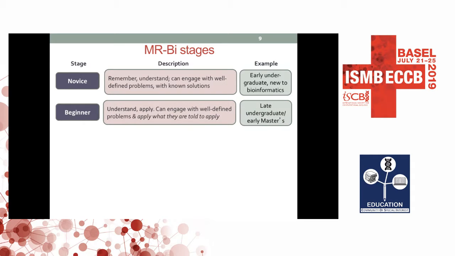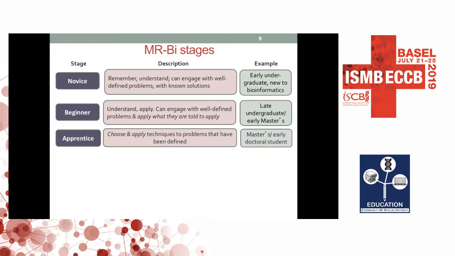Then we have the beginner. It's someone that can understand and apply. So they engage with well-defined problems and apply, but only what they are told to apply. So no critical thinking yet, right? And this is a late undergrad, early masters, we believe. Then we come to the apprentice level, someone who is choosing and applying techniques to problems that have been defined to them, and that's master's level and doctoral students.